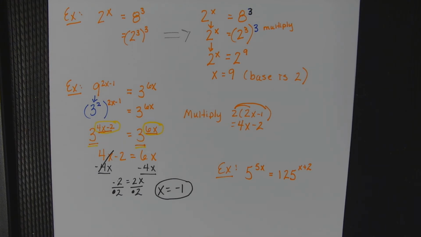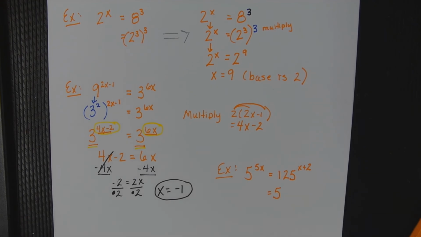Guys, this is not that hard. What's going on here? Are we starting to check out? What's the base we're looking for? Five. I want to get to 5. How can I go from 5 to 125?